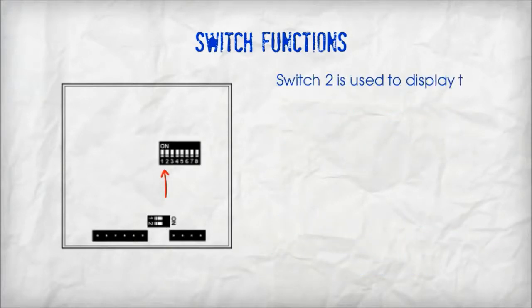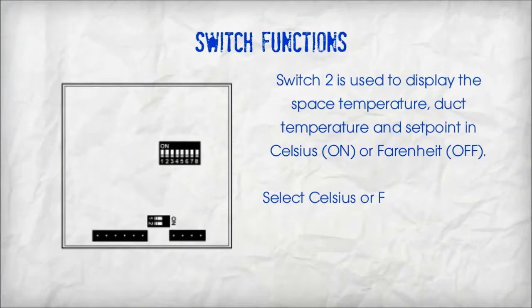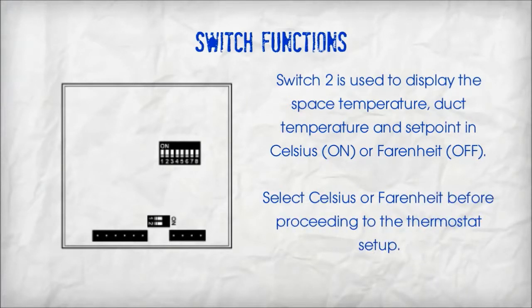Switch 2 is used to display the space temperature, duct temperature, and set point in Celsius on or Fahrenheit off. Select Celsius or Fahrenheit before proceeding to the thermostat setup.